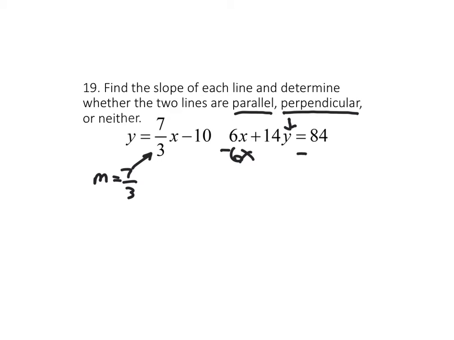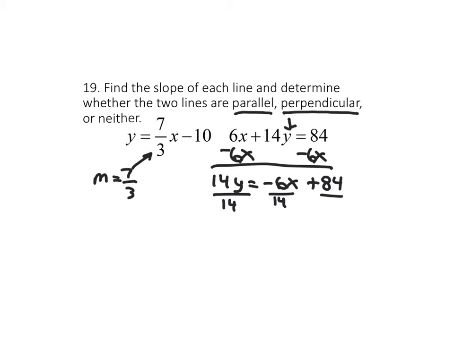Now I need to find the slope of the second equation by isolating y. I'll begin by subtracting 6x from both sides, leaving me with 14y equals negative 6x plus 84. Divide away the 14 to solve for y. To simplify negative 6 over 14, I can divide a common factor of 2 out. That leaves me with y equals negative 3 over 7x. And even though I don't need it here, I'm going to find the y-intercept. 84 divided by 14 is 6. So this slope is negative 3/7.